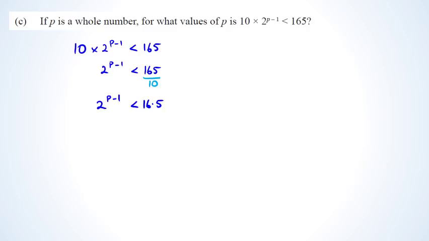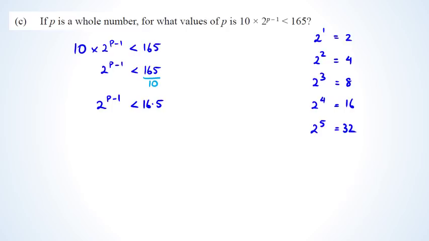So how do we actually go about doing this particular question? Well, the first thing I would ask you guys to do is write down all the powers of 2 and what they equal. So 2 to the power of 1 is 2. 2 to the power of 2 equals 4. 2 to the power of 3 equals 8. 2 to the power of 4 equals 16. 2 to the power of 5 equals 32.